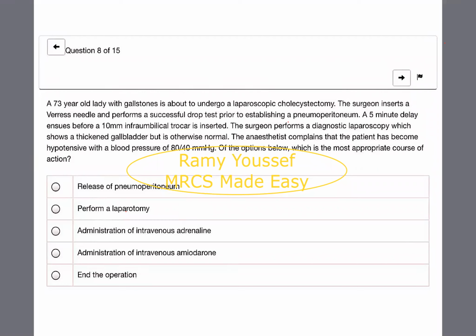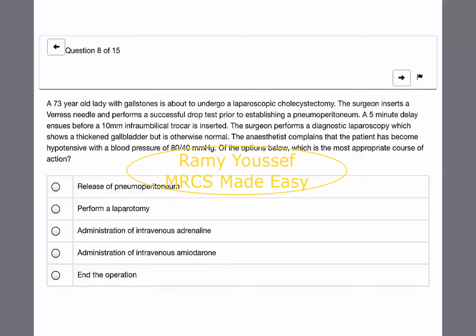A 73-year-old lady with gallstones is about to undergo a laparoscopic cholecystectomy. The surgeon inserted a Veress needle and performed a successful drop test prior to establishing a pneumoperitoneum. Five minutes later, a 10 mm infraumbilical trocar is inserted. The surgeon performed a diagnostic laparoscopy which shows a thickened gallbladder, but is otherwise normal. The anesthetist complains that the patient has become hypotensive with a blood pressure of 80 over 40 mmHg.